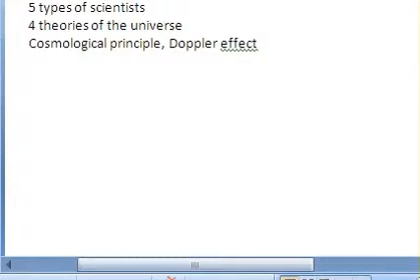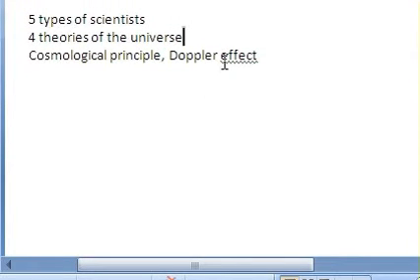And you want to make sure you understand distinct things about the 4 theories of the universe. You want to understand what makes them each distinct from each other. What are their characteristics? Those 4 different theories: steady state, oscillating, the Big Bang, and the inflation theory. And then some key terms that you'll want to understand are the cosmological principle, and again, like I said, the Doppler effect. Okay, best of luck.